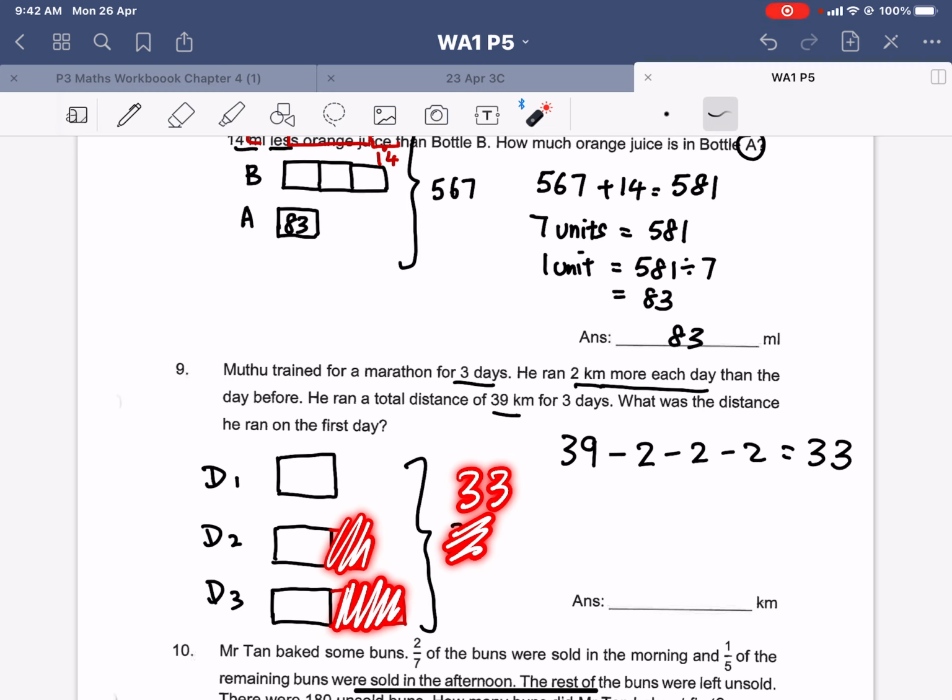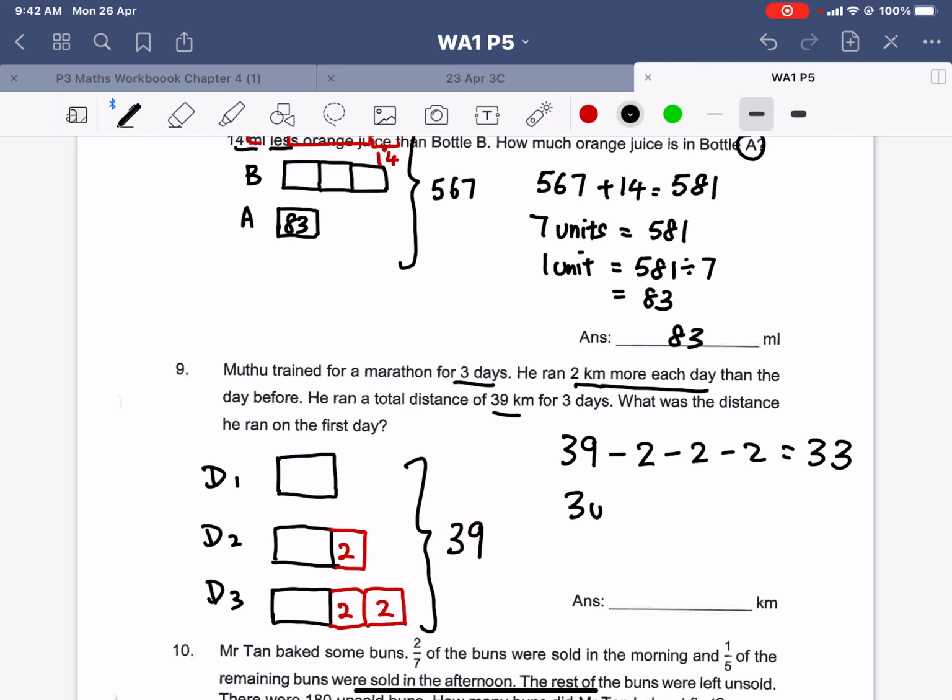Okay, can you see how many units there are in 33? Altogether, 3 units. 33. So what was the distance he ran on the first day? That is 1 unit, am I right? So we just have to take 33 divided by 3. You get the answer 11.